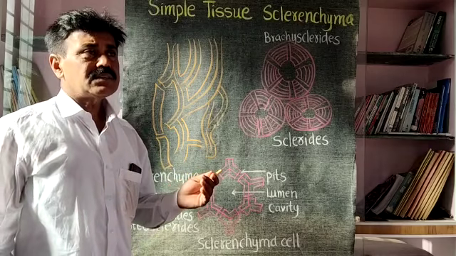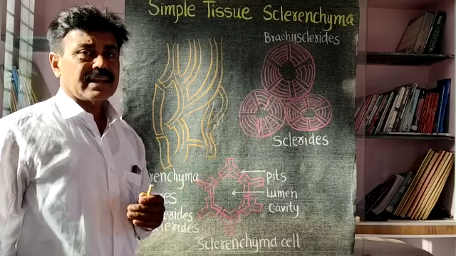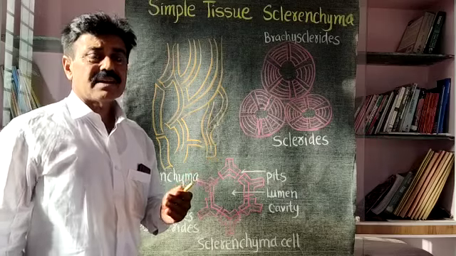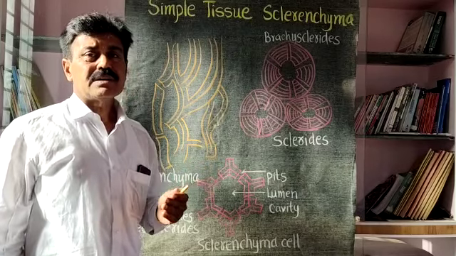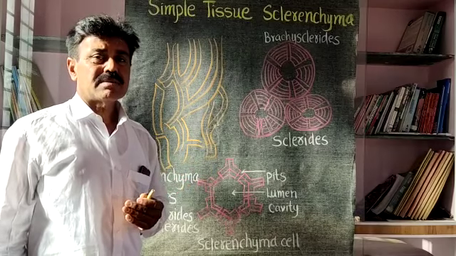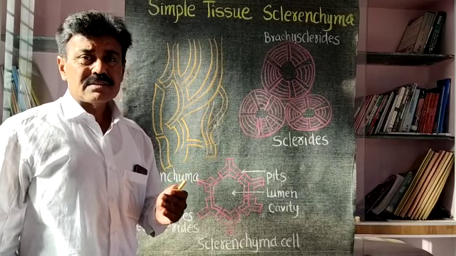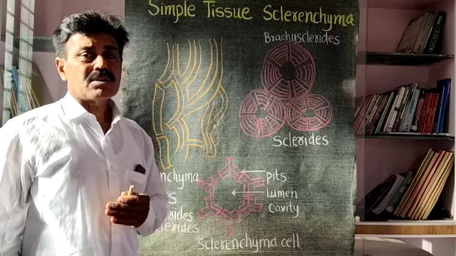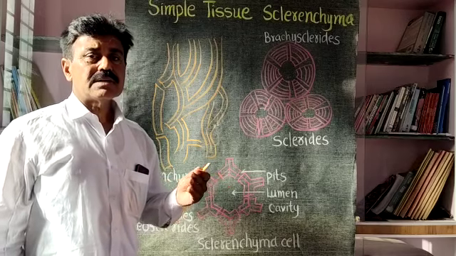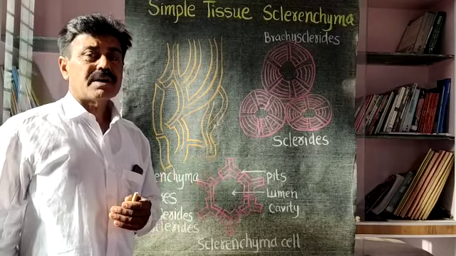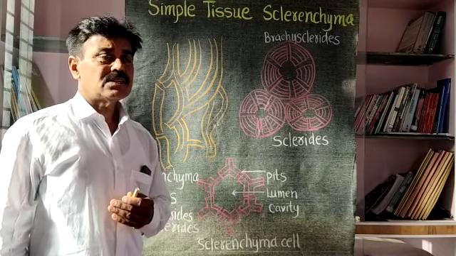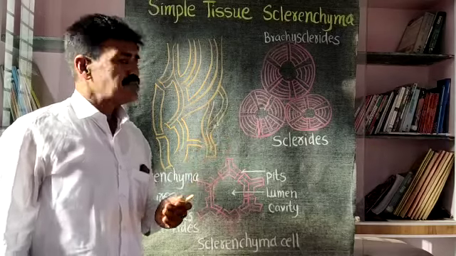Extraxylary sclerenchyma is sometimes called bast fiber. They are distributed in various regions. Sometimes they are hypodermal in nature, sometimes they are present at both sides of vascular bundles. Sometimes they are irregularly spread in the cortex, forming patches in the cortex. That means the distribution is different.